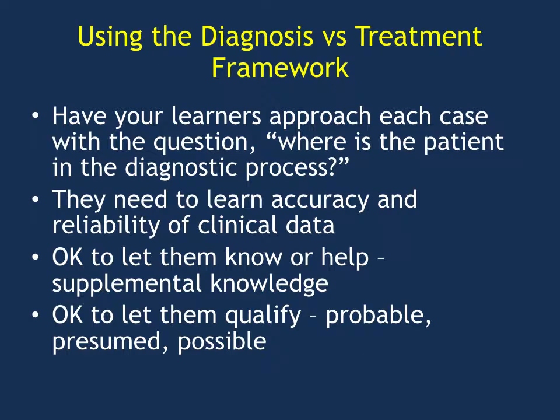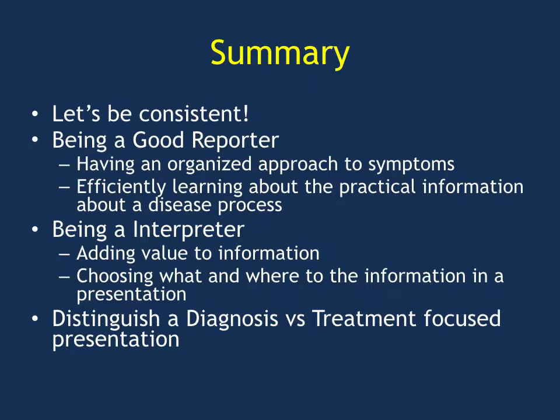Okay. And this may not be that easy for them to get. They need to learn about accuracy and reliability of specific clinical data. So it's okay to help them with supplemental knowledge. And it's okay also to let them qualify, kind of hedge their bets a little bit if they're not sure, to say this is probable acute appendicitis or possible. Okay? So in summary, let's try to be consistent. It's much easier for our learners, and since you are all learners yourself, you understand how much consistency makes a difference in terms of getting better.